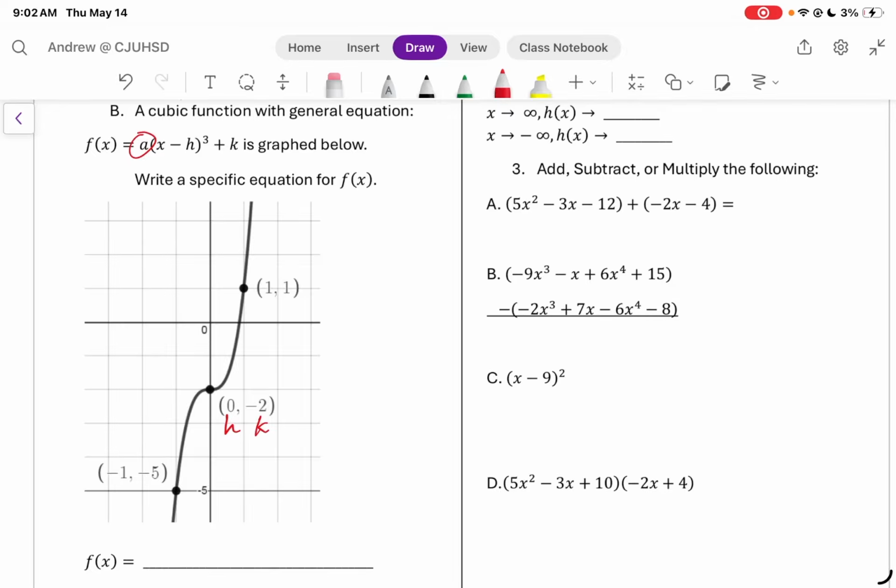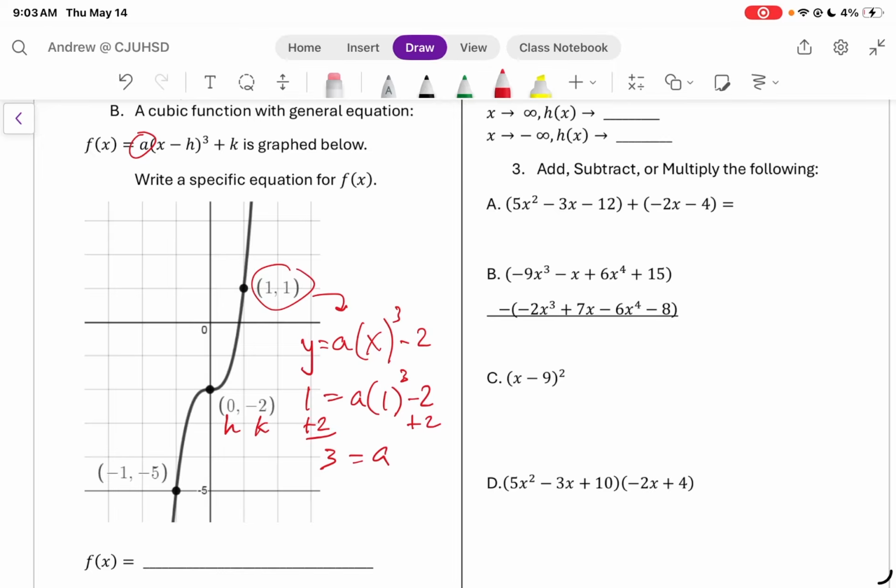So I know the equation kind of looks like, and I'm going to use y instead of f of x, y equals a times (x minus 0 for h) cubed plus k, which is -2. If I use this point 1, 1 in that equation, 1 equals a times 1 cubed minus 2. I'll add 2 to both sides, and that will give me 3 on the left equals a.